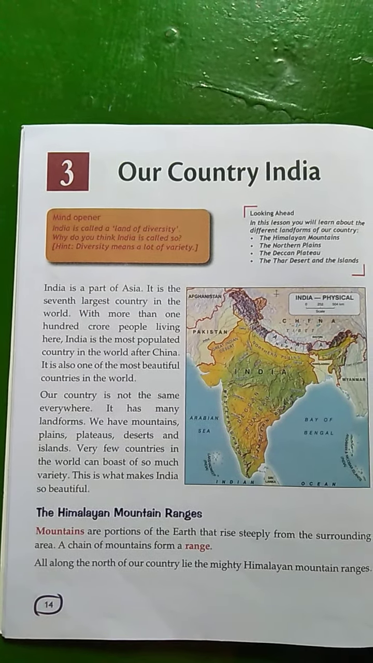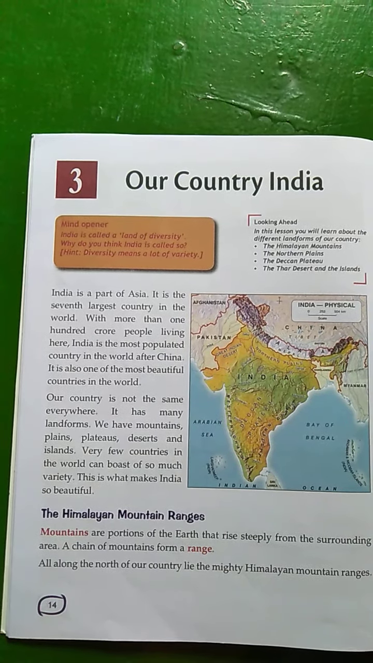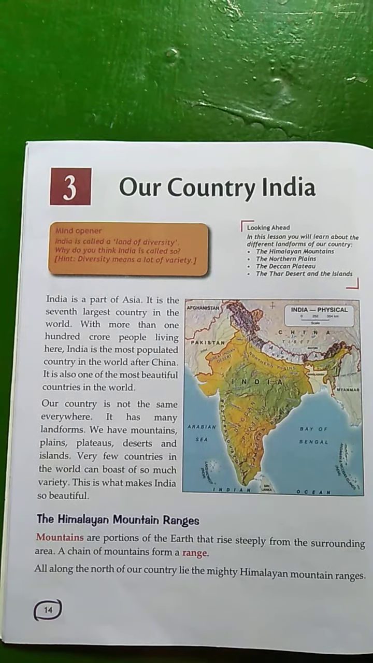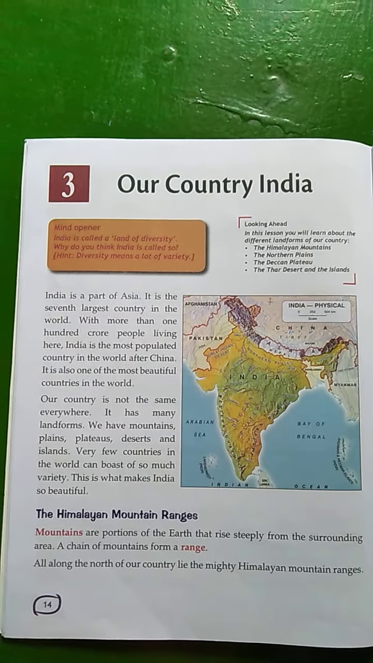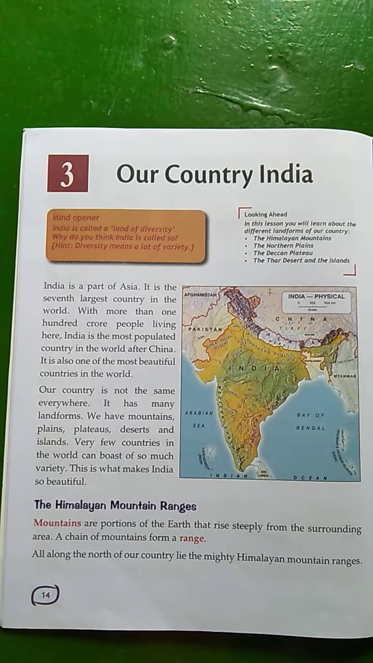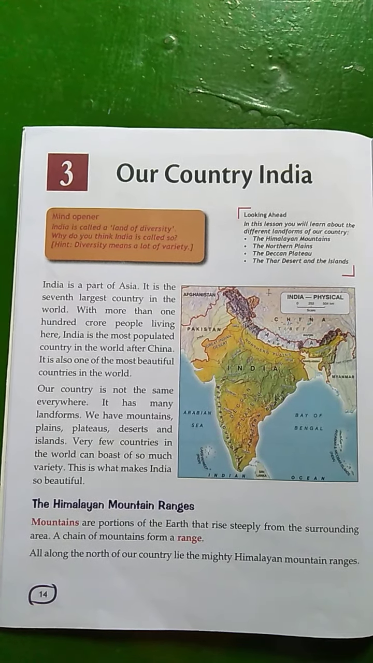India is a part of Asia. It is the 7th largest country in the world with more than 100 crore people living here. India is the most populated country in the world after China. It is also one of the most beautiful countries in the world.